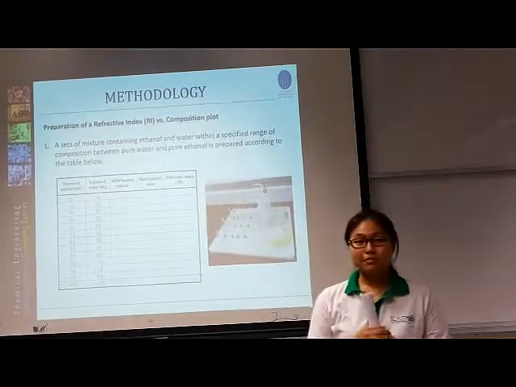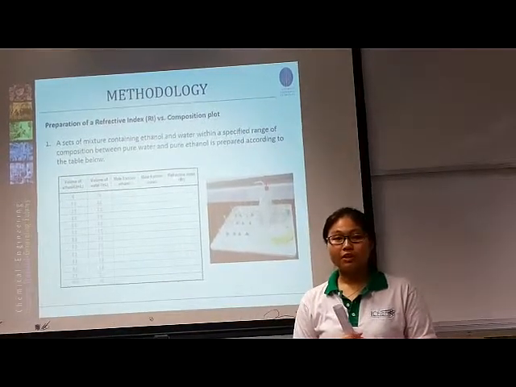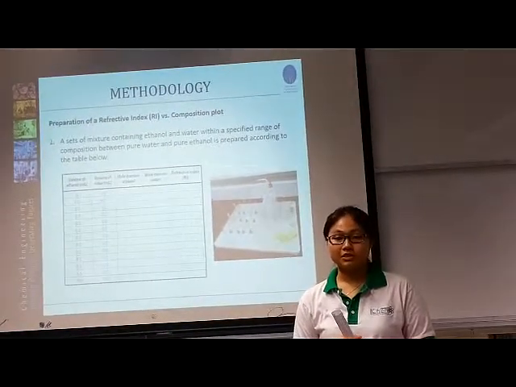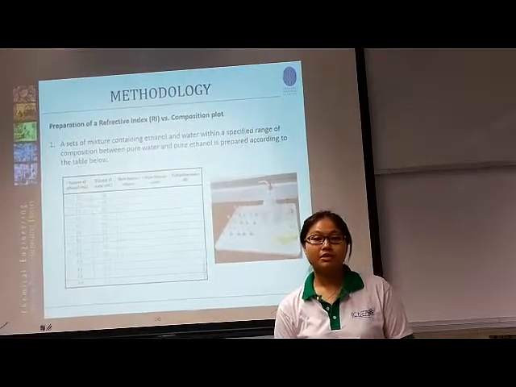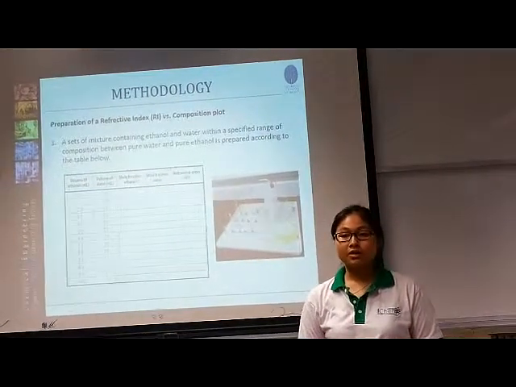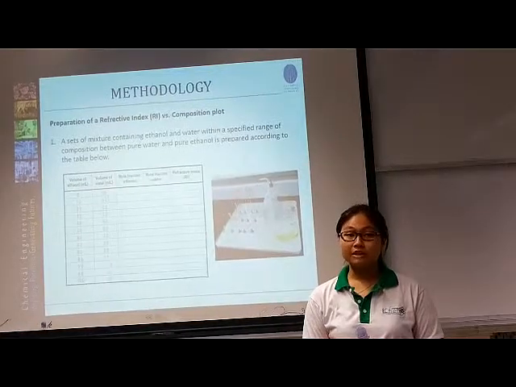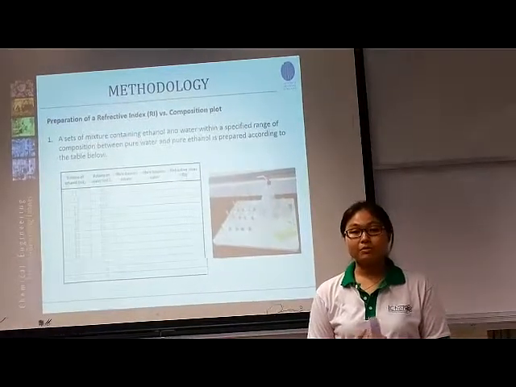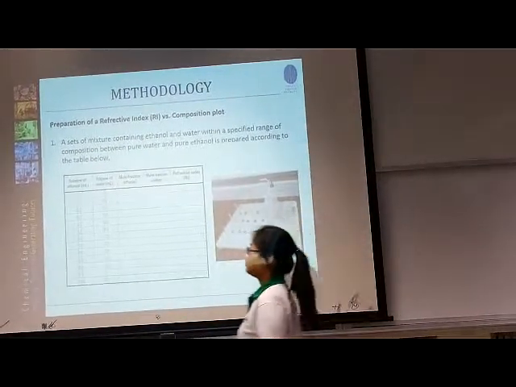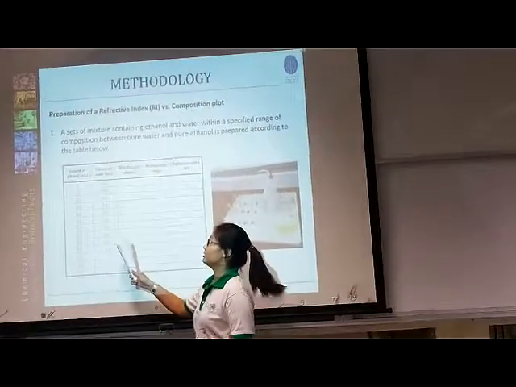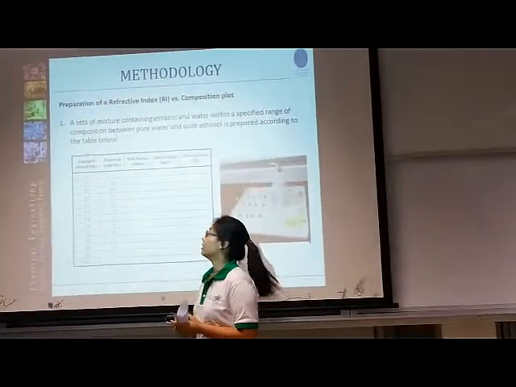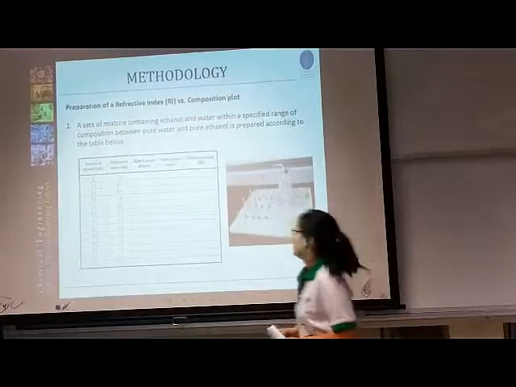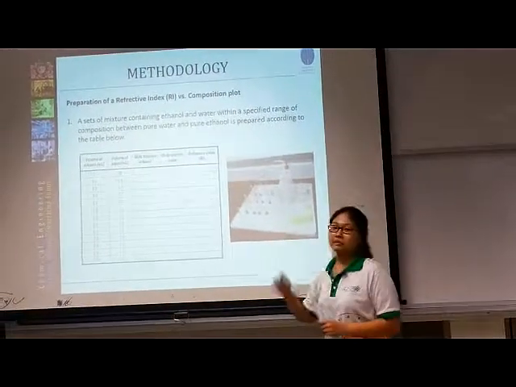Okay, first we'll prepare the plot of refractive index versus composition. First, a set of mixtures containing ethanol and water with a specific range of composition will be prepared. This will be the range for the volume of ethanol, and this will be the range of volume for water. And this is the apparatus we use to prepare the mixture.